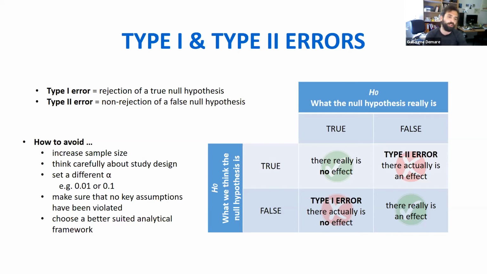Just picture this: if you make your level more strict, of course it will be harder to detect differences. Even if your p-value is lower than 0.05, you might still end up concluding that there is no difference because you set your alpha level very low. You put it at 0.01, for example.